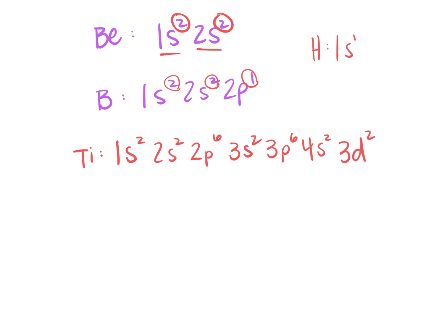Because you count how many. It's just the second element right there. And if I want to check my answer, I'm going to add them up. 2, 4, 10, 12, 18, 20, 22 electrons, which is what titanium is supposed to have.